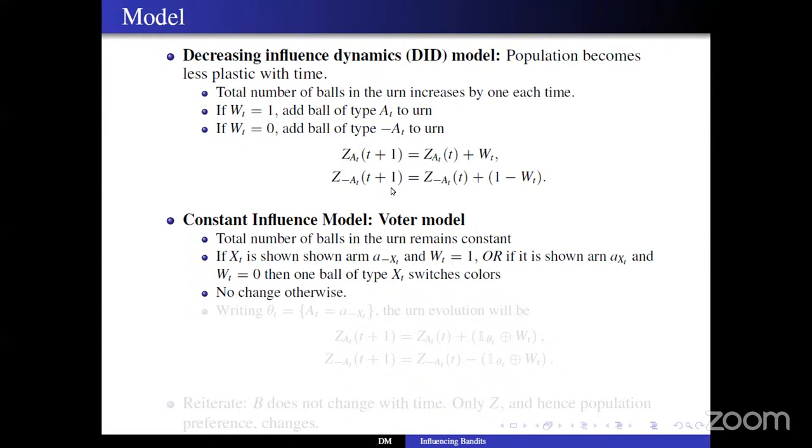The idea is that associated with every arm and user combination, there is a B. There's a probability of you liking. That is not changing. The only thing that is changing is the population structure, the population ratios. I mean, you can't change too many things. I also need to make it analytically tractable and get my theorems. Okay? Any other questions on this?